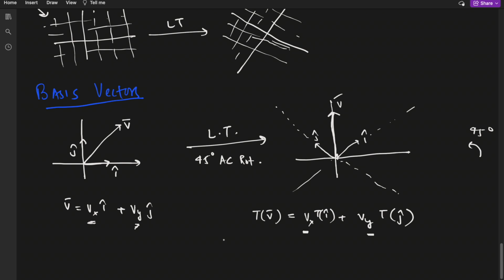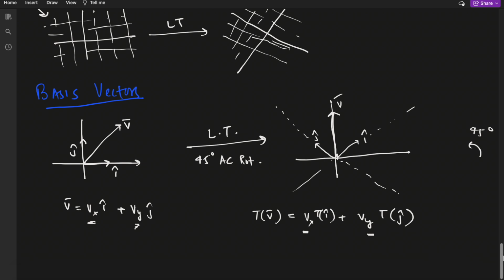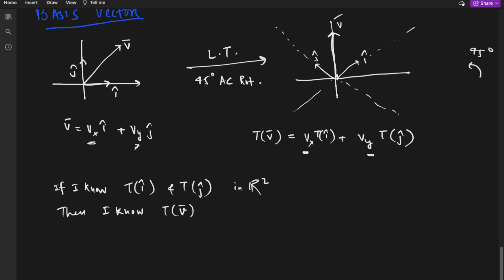So what I mean by that? If you know the basis, suppose that we know the transformation for all the basis vectors, then we know what is the transformation of any vector. So for example, if I know what is T i hat and T j hat in R2, then I know what is the transformation of any vector in this input vector space.